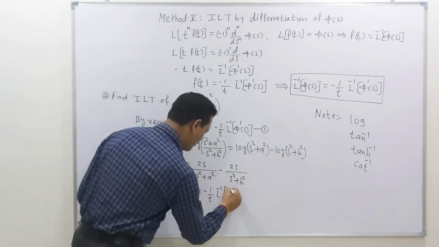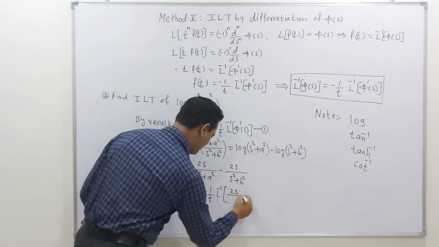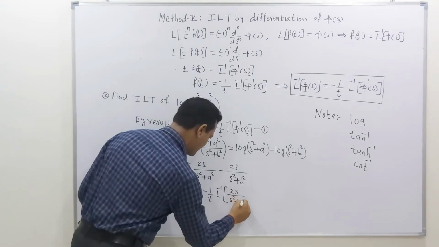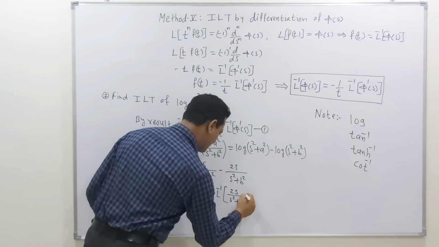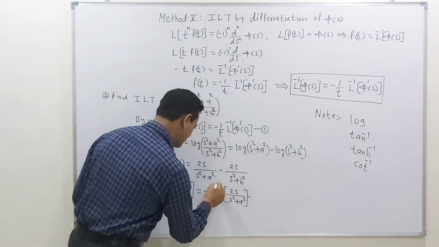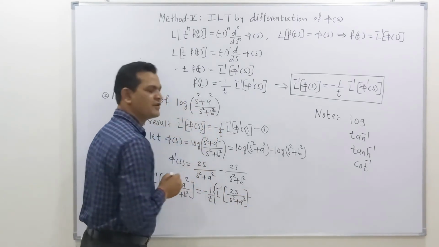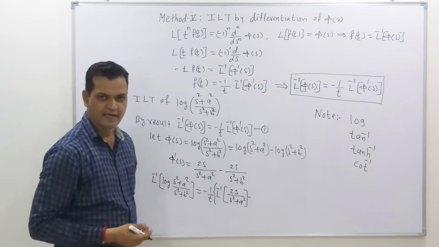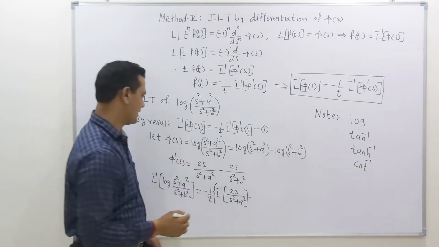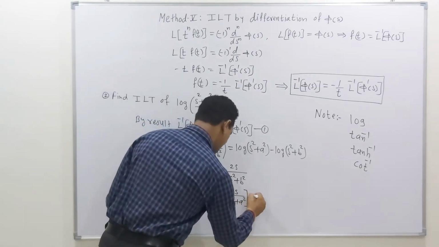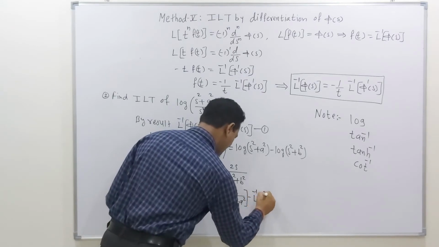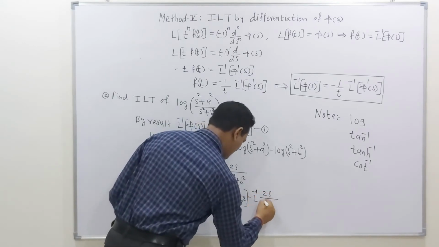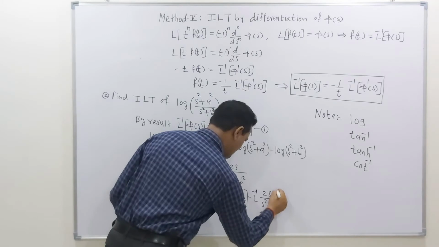So this is the value of phi dash of s, which is 2s upon s square plus a square minus 2s upon s square plus b square. We can write this as inverse Laplace transformation, in curly brackets. After linearity property, we get this step directly.